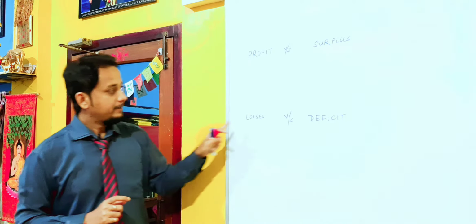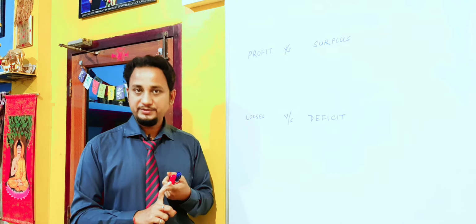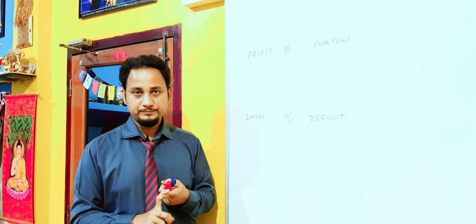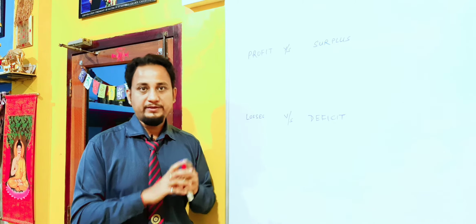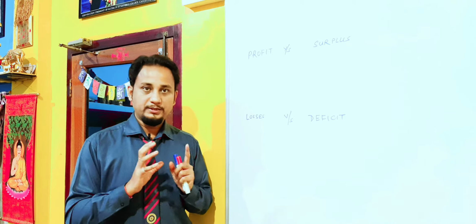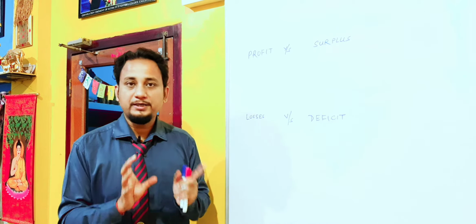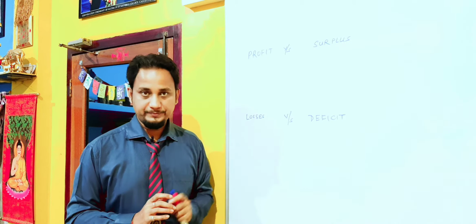Now the question comes, what are the differences? The difference is that the amount of losses suffered by a business firm is shared by the owner or owners. For a private company, it is called the owner. If it has shareholders, then it is shared by the owners. Deficit, no. There is no particular owner or owners who will share the deficit.